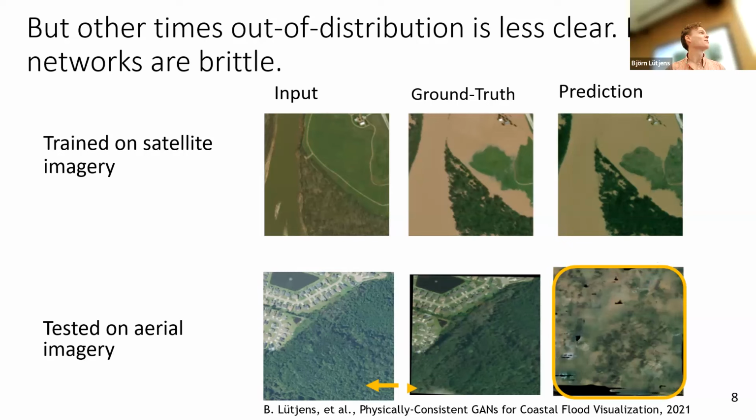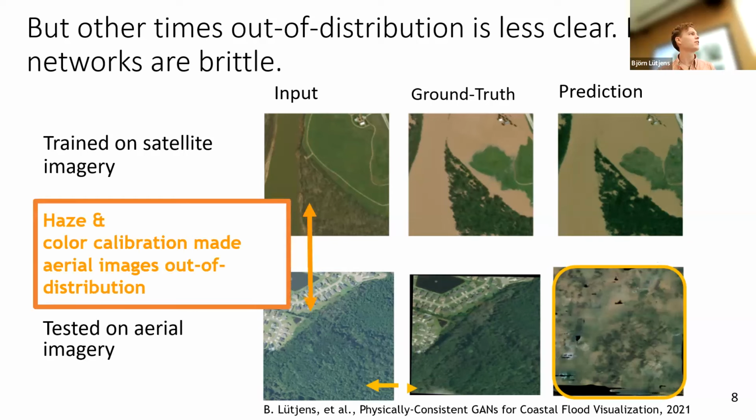I ran the model, tasked it to predict this image, which is the ground truth, given this image as input and a flood map. And the actual output was this pile of unidentifiable generative garbage. So that didn't look very great. And I was wondering, why is my model so bad at generalizing to a data set that looks nearly exactly the same? It turns out that this slight difference in the haze and the color calibration made my aerial images completely out of distribution for my neural network.